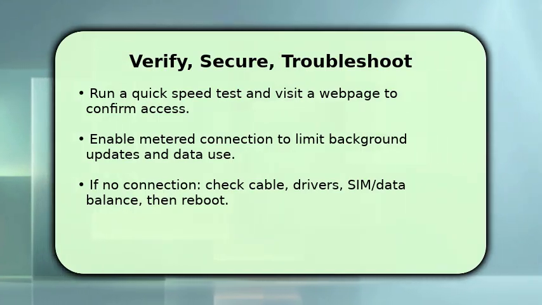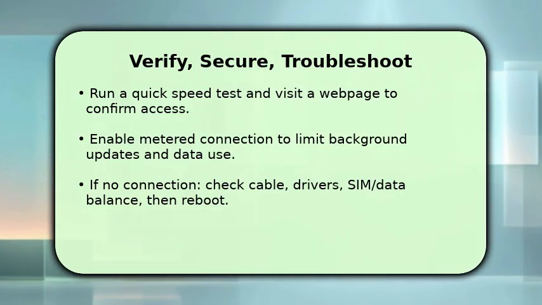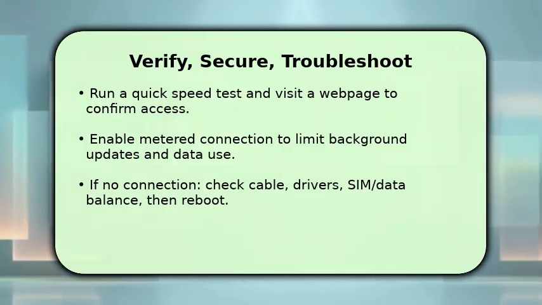Make the connection metered if you're on limited mobile data so updates don't consume your plan. If you hit problems, first check the physical cable and power, then confirm drivers and that the phone's cellular data is active. If still offline, restart the laptop and phone, and recheck APN or SIM balance. Reboots often clear persistent network faults.